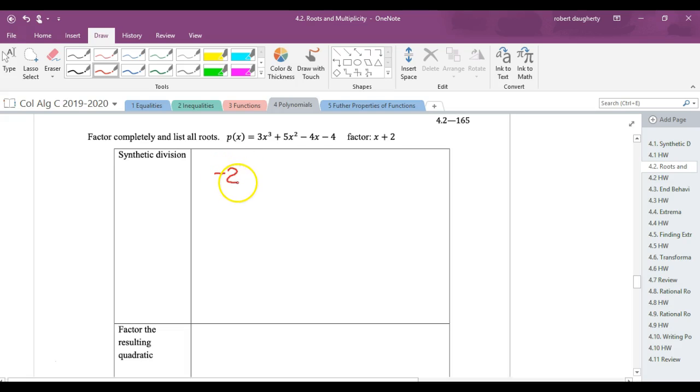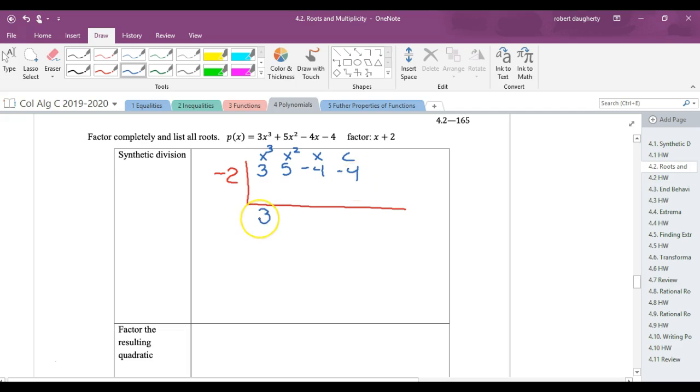Negative 2 goes on the outside. Okay. And then just double check. This is a cubic, so I'm going to need x cubed, x squared, x, and constant. So what are the numbers that go here? They are going to be 3, 5, negative 4, negative 4.